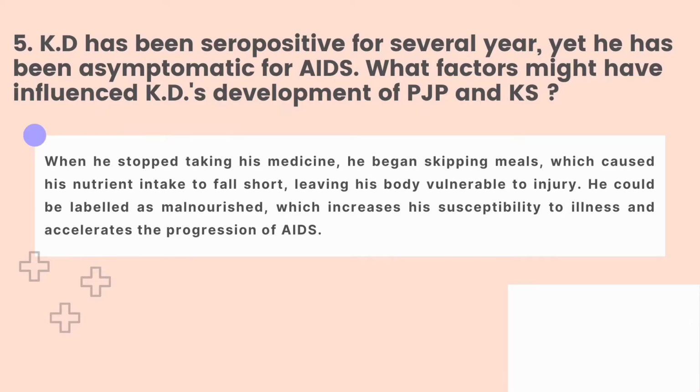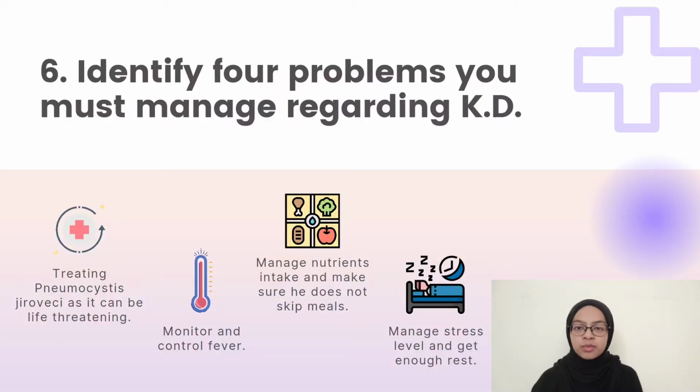Question 6: identify 4 problems you must manage regarding KD. The first important thing to do is treating his Pneumocystis jirovecii, as this disease can be life-threatening to people that have advanced HIV infection. Second is to monitor and control his fever so that it will not get worse. Third, manage KD's nutrition intake. Make sure he does not skip meals and gets enough nutrients needed for the day. Fourth, manage KD's stress level and make sure he gets enough rest. He needs to sleep at least 7 hours a day.